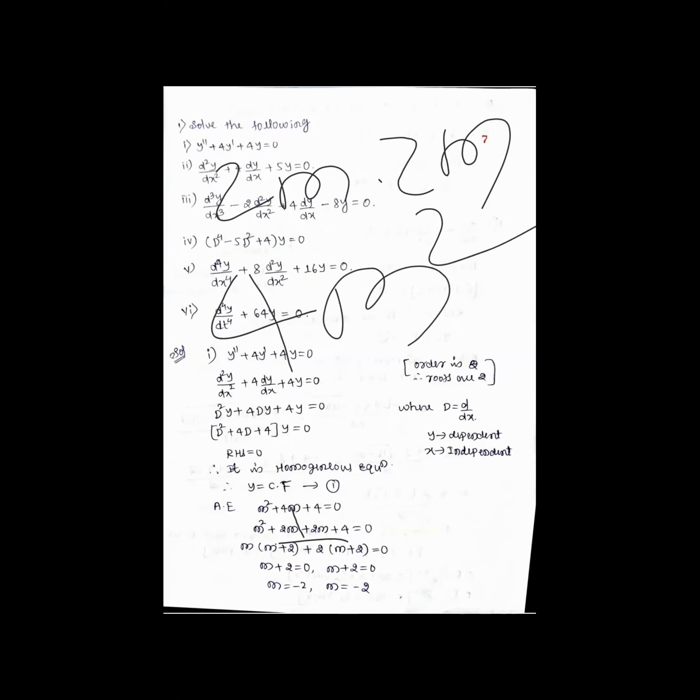What are the factors, you tell me? That is 2m into 2m. You can see 2m plus 2m is 4m, and when you multiply 2m into 2m, it is 4m square. Therefore, you can see I have written it like this.